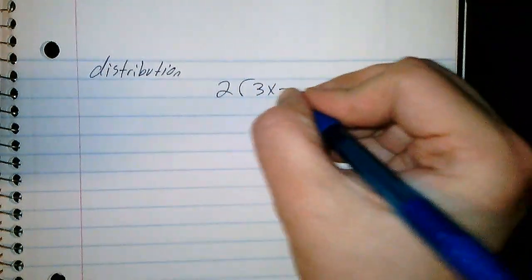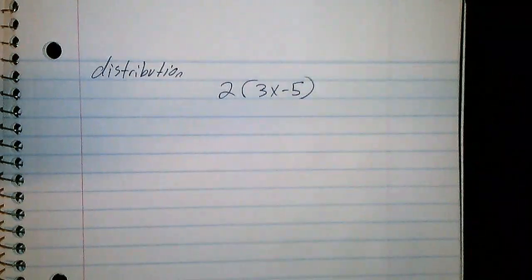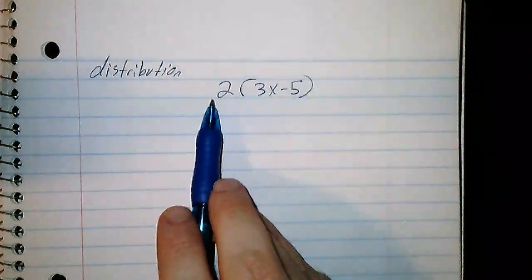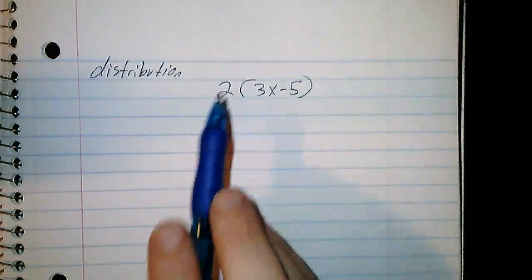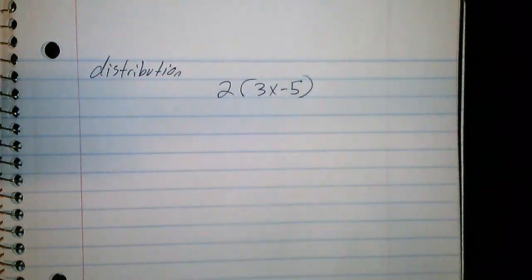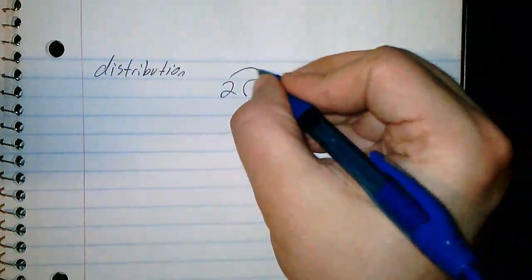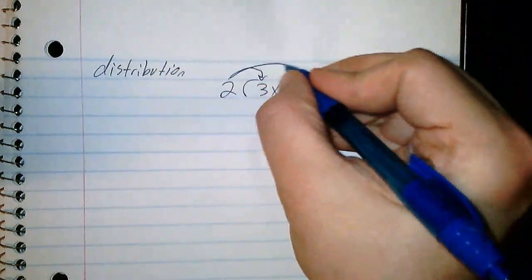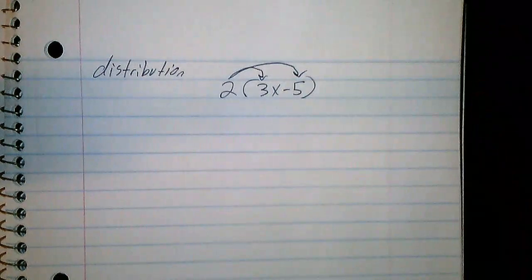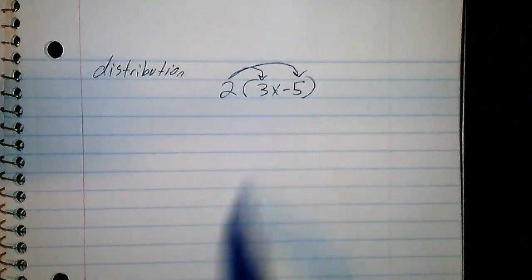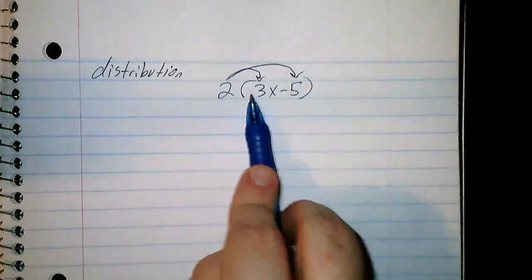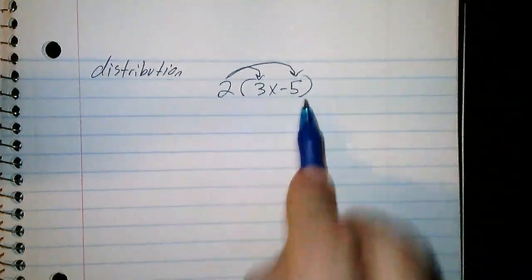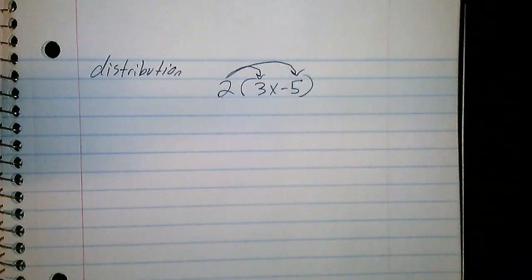If we see a number out in front of a parenthesis, again, nothing separating this 2 and this parenthesis, so that tells us that we are multiplying. And we distribute. So 2(3x - 5) means that the 2 is being multiplied to both the 3x and the negative 5.